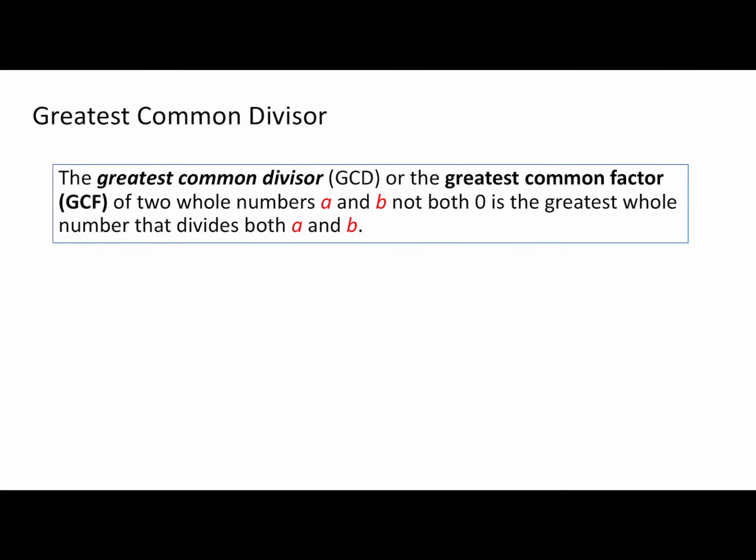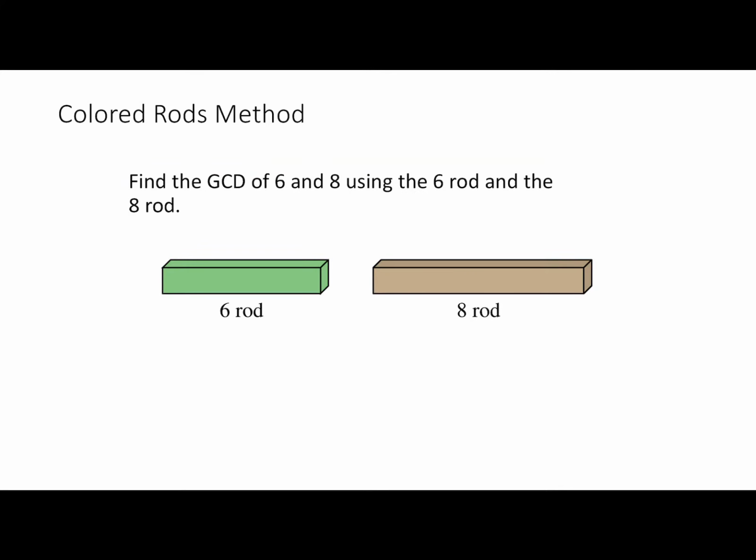Let's go ahead and define the greatest common divisor. The GCD, or greatest common divisor, or sometimes you see it as the GCF, greatest common factor, of two whole numbers A and B, not both 0, is the greatest whole number that divides both A and B.